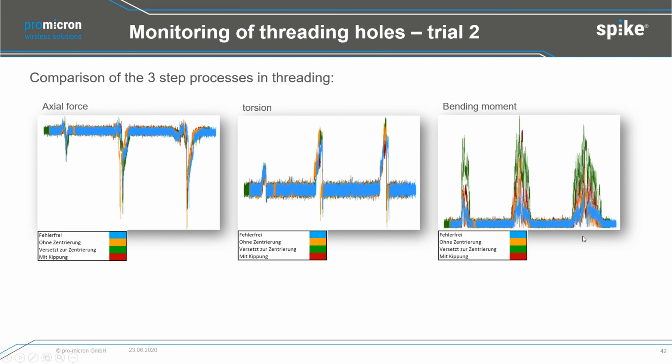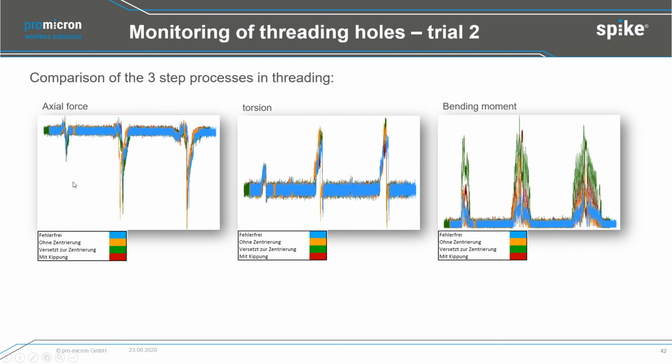Okay, so to summarize and to give you the data again with the spike data in the analysis software, we are looking at axial force, torsion, and bending moment, and we have here the different colors. Sorry, it's also still in German. The blue one is without mistake, the orange one is without centering, the green one is with an offset to centering, and the red one is with a tilting error.